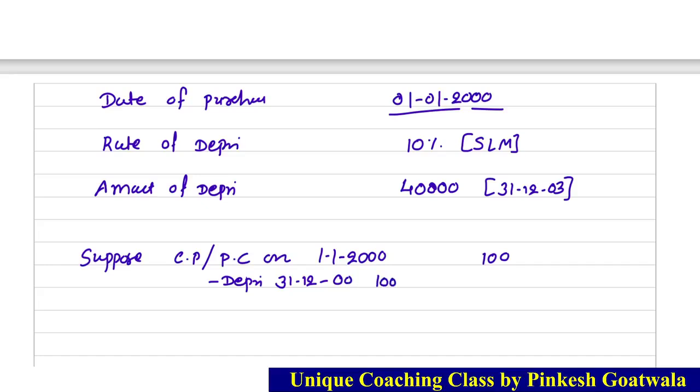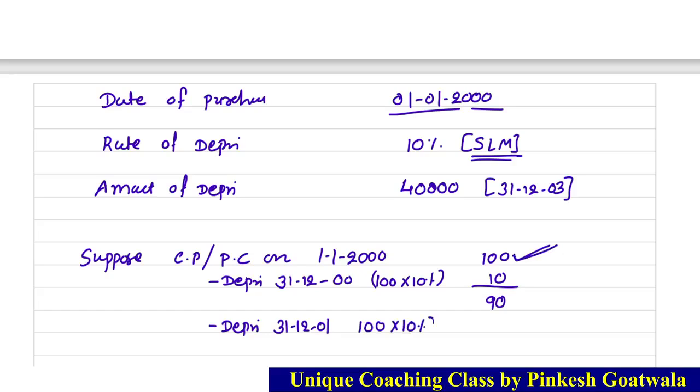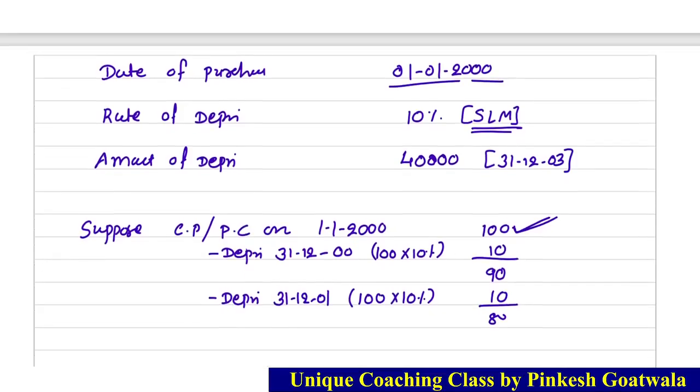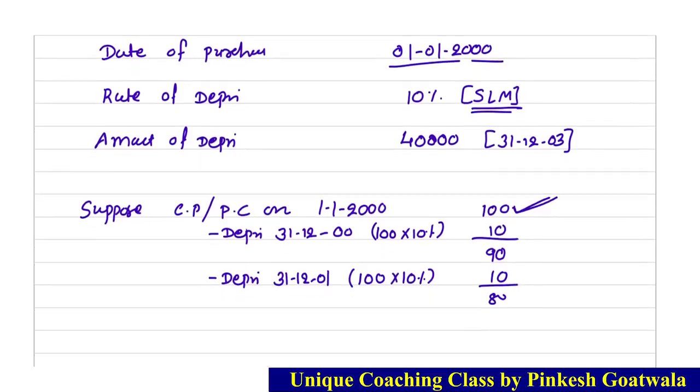So out of 100, how much will it be? 10%. So it will be 90. Next depreciation is calculated on which date? 31st December 2001. Now here it is the straight line method, so everywhere we should consider this 100. Every year depreciation will be calculated on 100 only. Here I don't write the balance. It's okay if you don't write it; the important thing is depreciation.